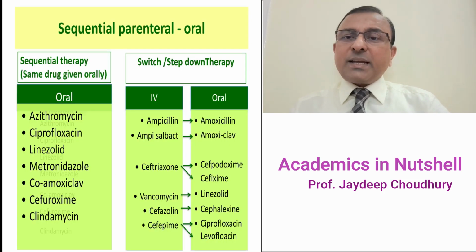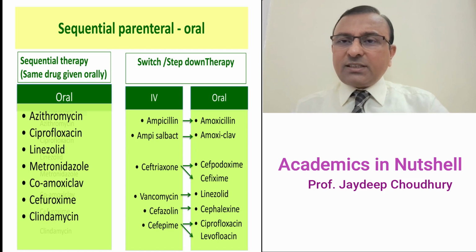Another important aspect is sequential parenteral to oral. Some antibiotics like ciprofloxacin, linezolid, metronidazole, co-amoxiclav have an oral counterpart as well as IV or IM counterparts available. But sometimes we need to switch. Like if we are giving ampicillin, we need to switch to amoxicillin for oral. If it is ceftriaxone, then we need to go on cefpodoxime or cefixime depending on the site of the infection, for vancomycin, linezolid, and so on.